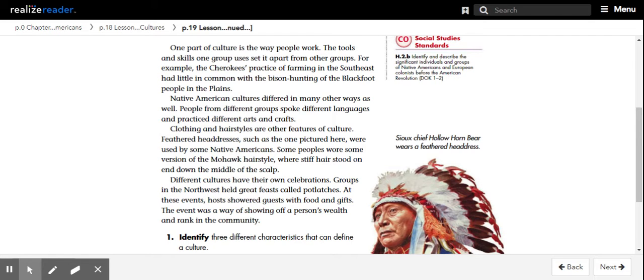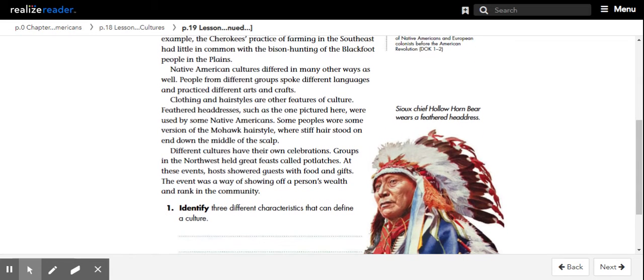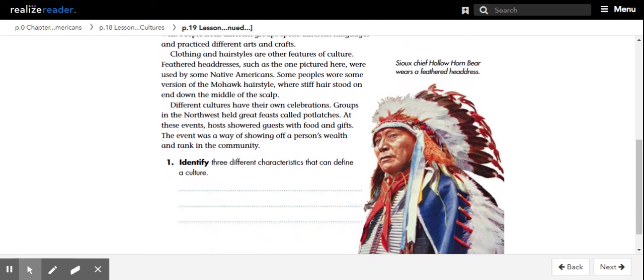Native American cultures differed in many other ways as well. People from different groups spoke different languages and practiced different arts and crafts. Clothing and hairstyles are other features of culture. Feathered headdresses, such as the one pictured here, were used by some Native Americans. Many peoples wore some version of the Mohawk hairstyle, where stiff hair stood on end down the middle of the scalp.